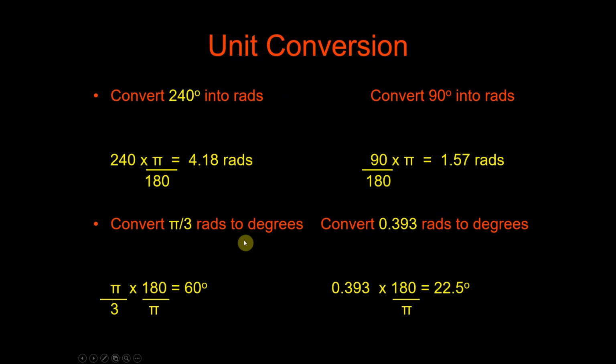So if we're just looking at those conversions, here's our 240 degrees, converting them into radians, we're really going to say 240 times pi over 180, and that'll give us about 4 radians. Converting 90 degrees, 90 times pi over 180 will give us 1.57 radians. Pi over 3 is 60 degrees, and 0.393 radians will give us 22.5 degrees. So have an idea of the kind of numbers you should expect to see from these conversions.